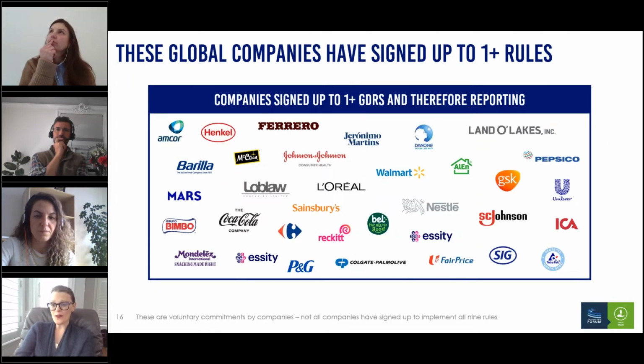There are over 34 companies globally who have signed up for at least one of the Golden Design Rules. Walmart, we've signed up for all of them, and there are many companies who've done the same. And so it's exciting to see how many companies are already participating, but there's more opportunity here to grow the commitments around the Golden Design Rules.